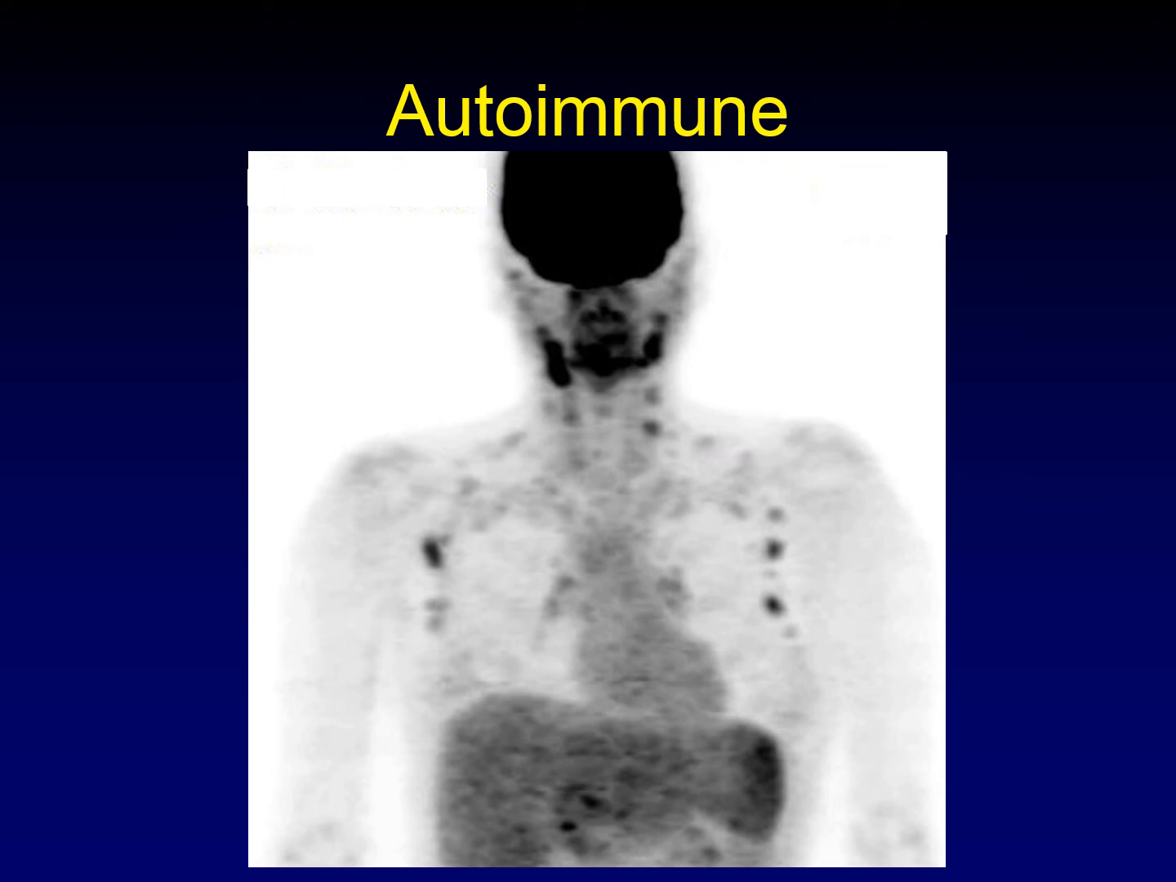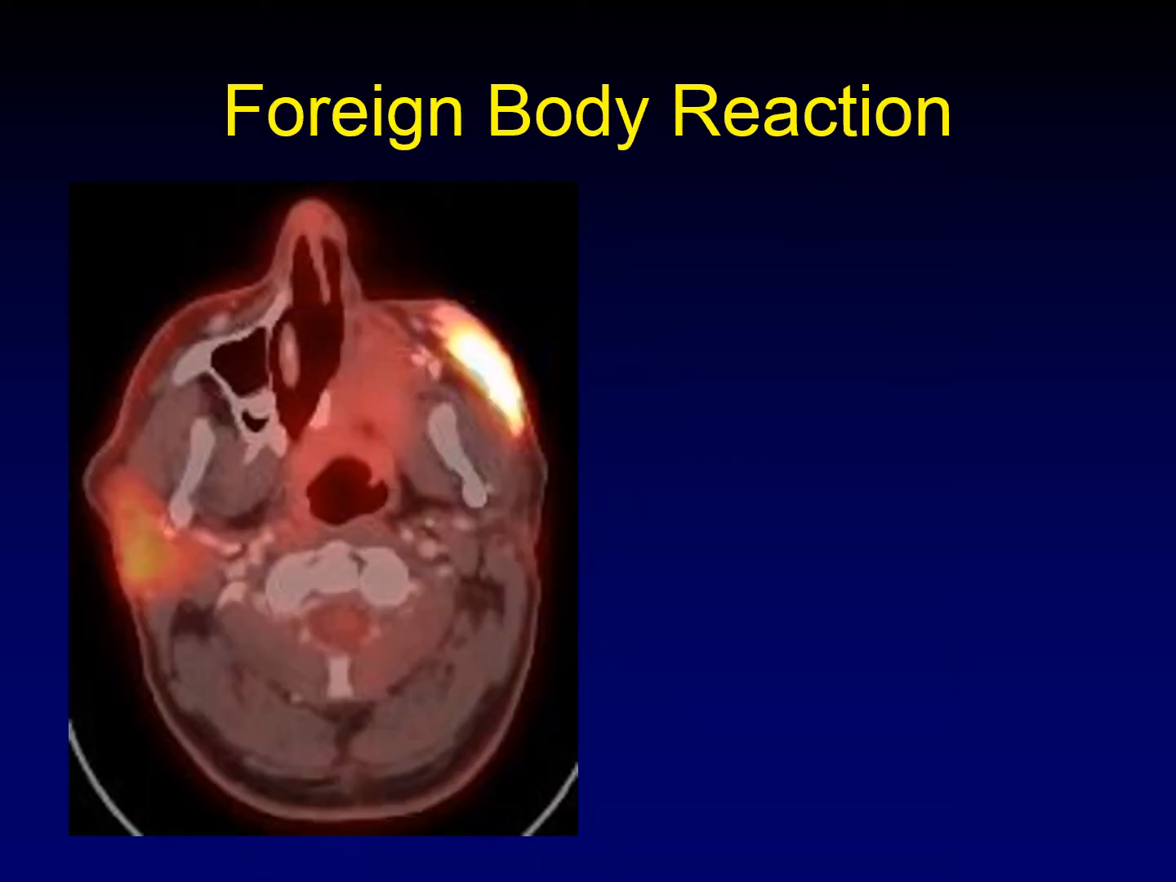This is a really worrisome appearance on a maximum intensity projection. You can see lymph nodes all up and down through the neck and out into the axilla, maybe just some reactive nodes in the mediastinum, but a very concerning appearance overall. This is actually a patient with sarcoid, autoimmune disease mimicking metastatic disease.